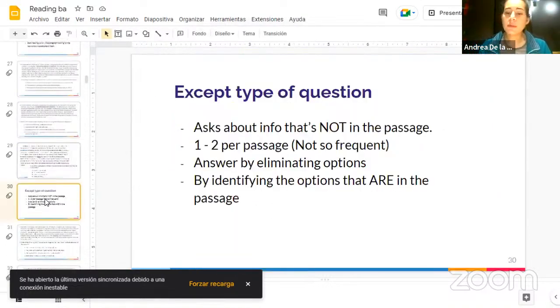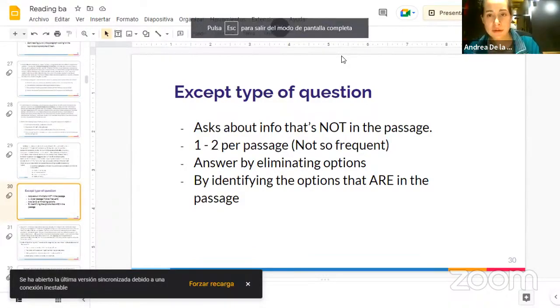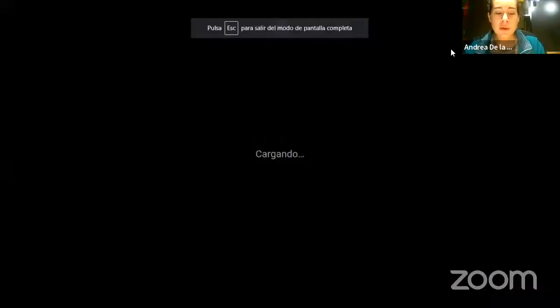Hey guys, remember that the detailed questions, we said, basically asked you about specific details in the paragraph. What you had to do was read the question, don't read the options, go back to the paragraph, look for the keywords, find the information they're asking for, and then read the options and compare until you get to the right answer. All right, now we're gonna work on the second type of question, which is the except type of question.